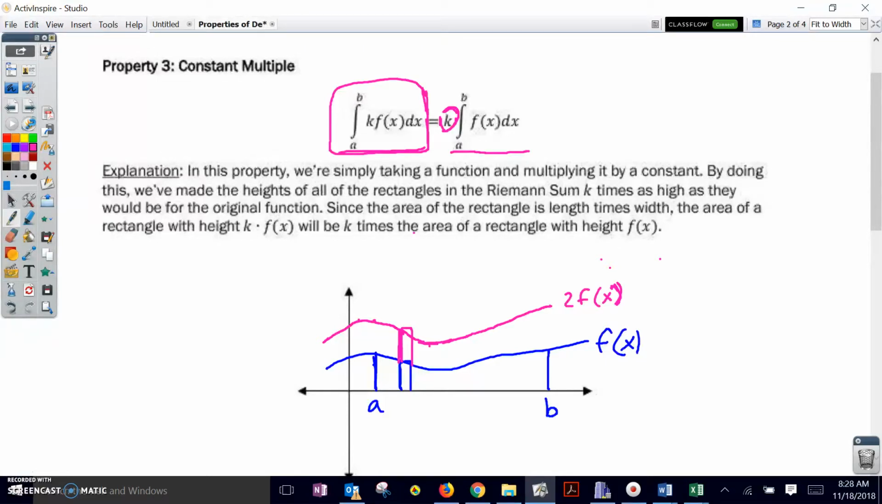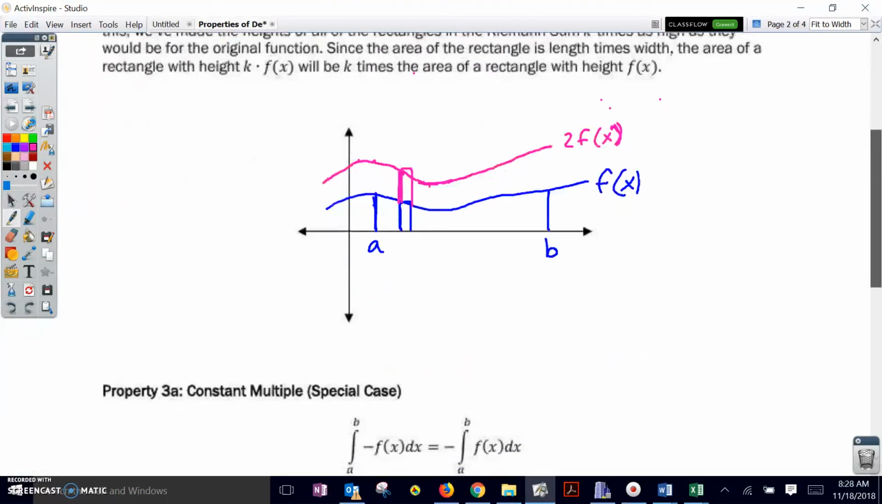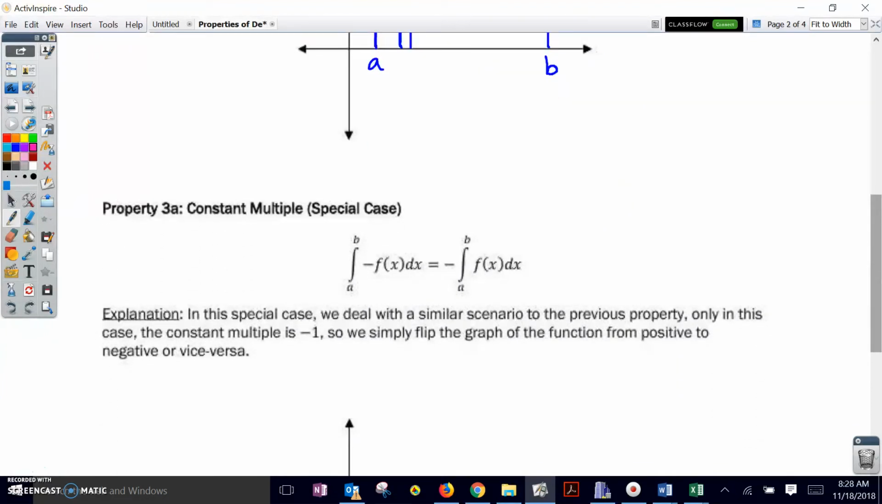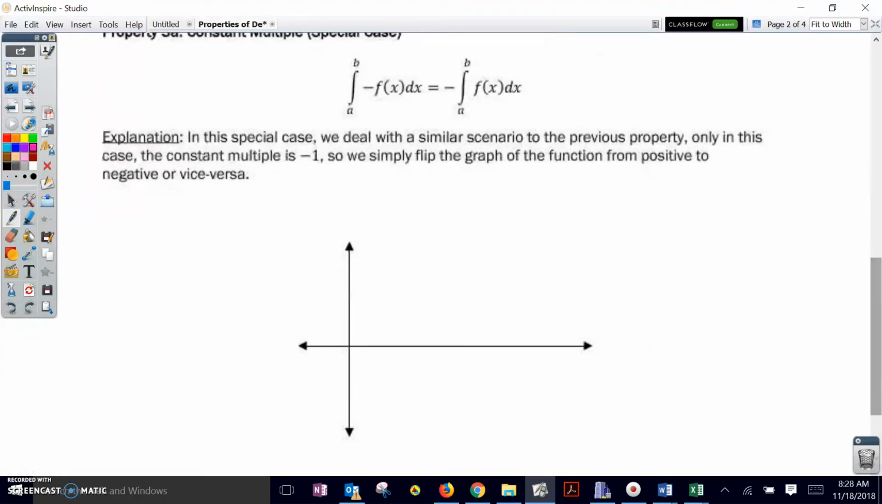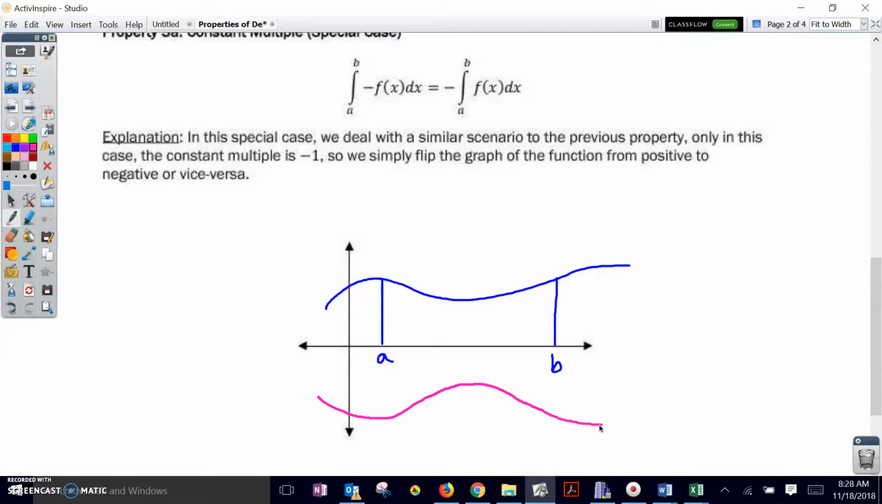Okay? We have a special case for property 3 here, when we have the opposite of the function. So what we have here is f of x from a to b, and if we multiply this function by -1, see how well I do with this. Not great, but good enough.